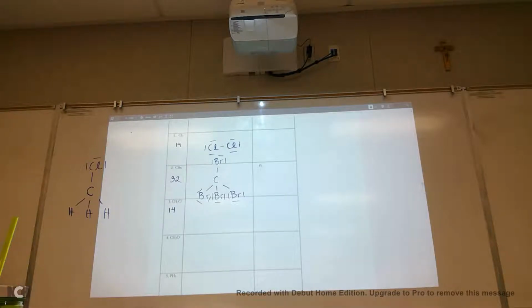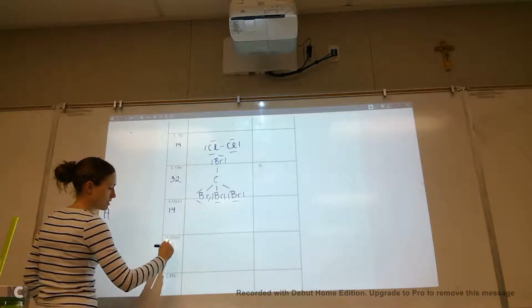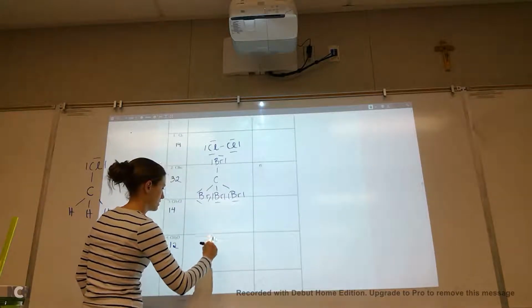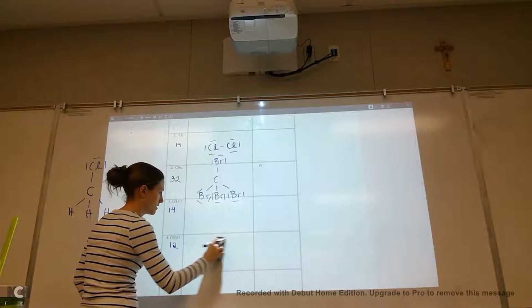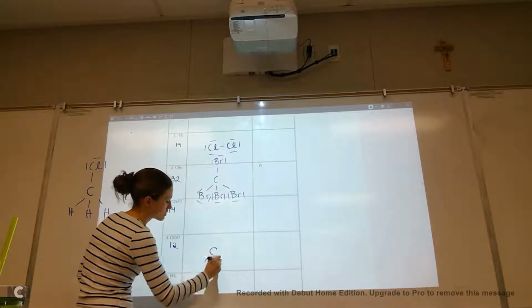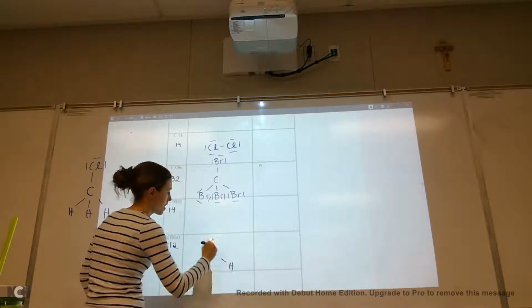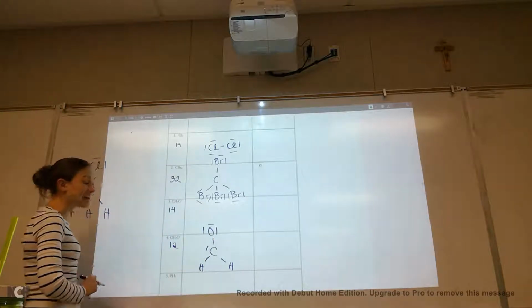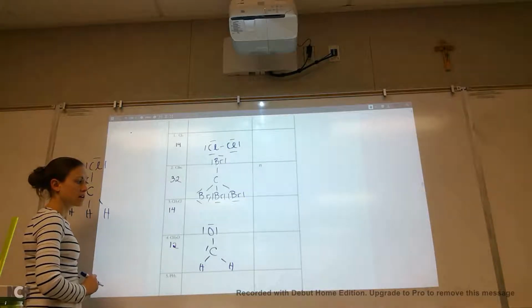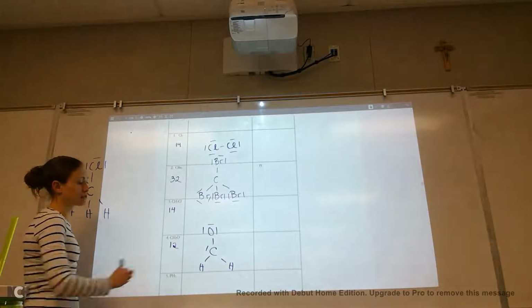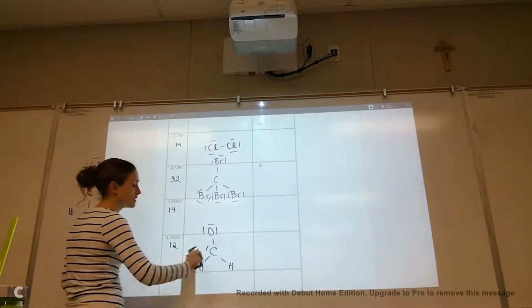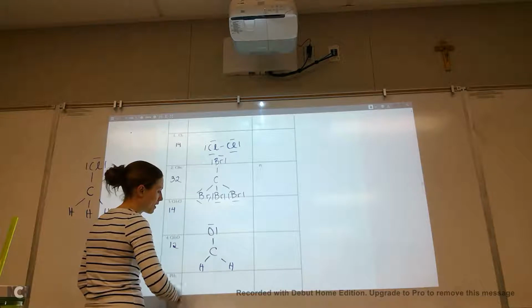Last two. CH2O. How many valence electrons do I need? I believe 12. So the structure would look like this. So I'd have hydrogen coming down, oxygen. So if I did that, this would require 14 valence electrons. 2, 4, 6, 8, 10, 12, 14. That's incorrect because I need a double bond because I need 12.